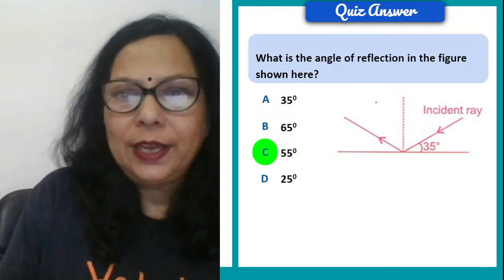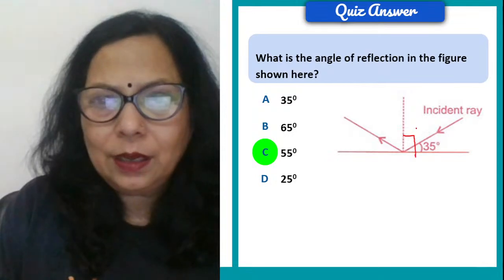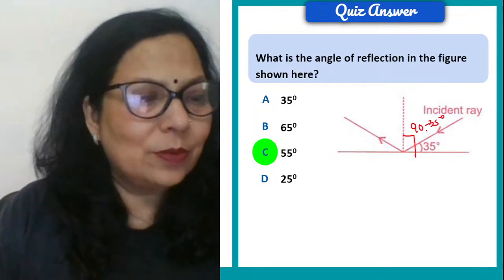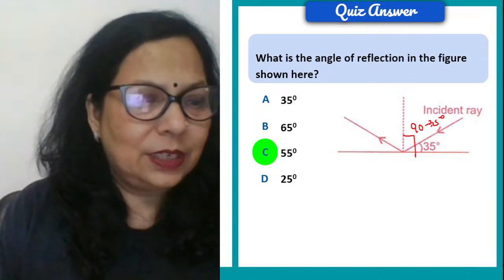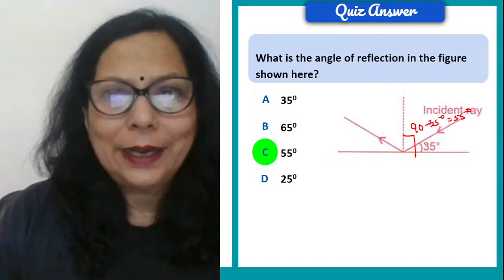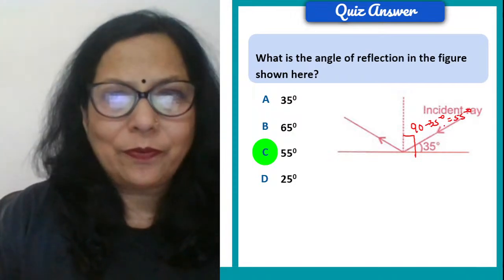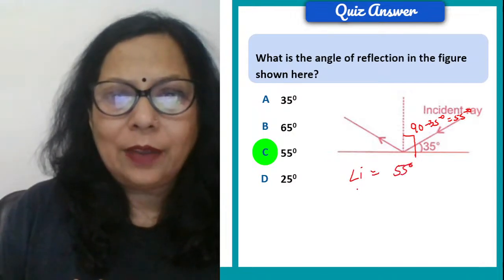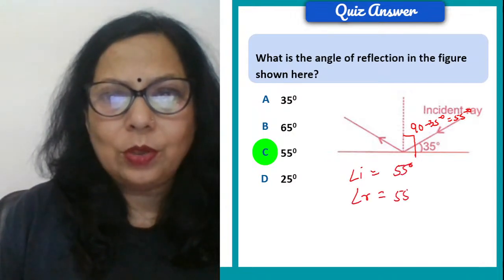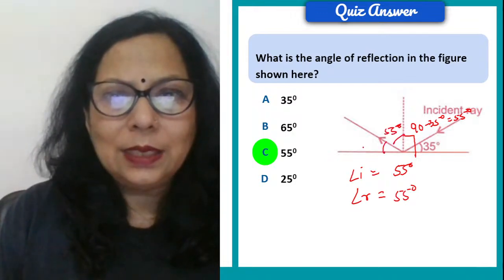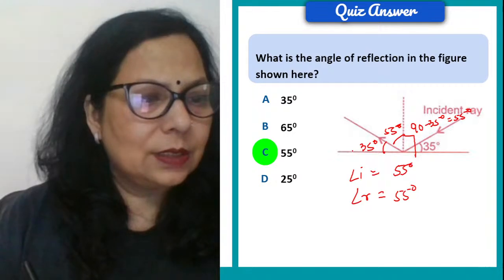It will be 55. This angle will be 90 minus 35. You were trying to do the same, but subtraction mistake ho gaya. It is 55 degrees. 90 minus 30, 60 minus 5, 55 degrees. So angle of incidence is 55. Angle of reflection will also be 55 degrees. Right? And this angle is 35 degrees.